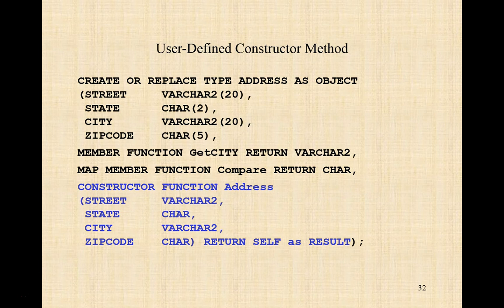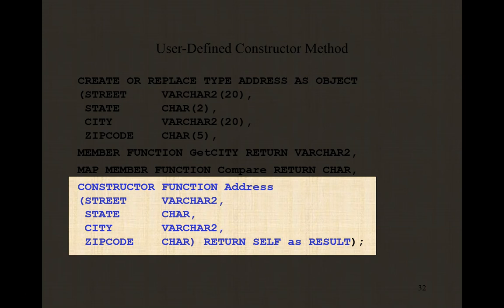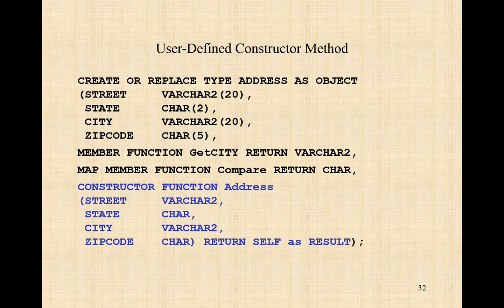We revisit our address object type. Here's the create statement that includes the declaration of a member function named getCity, the comparison function, which is a map member function called compare, and finally, the introduction of a user-defined constructor. The arguments of this user-defined constructor are named and positionally ordered the same as the attributes for the type. Hence, this user-defined function would effectively replace the system-generated attribute value constructor.